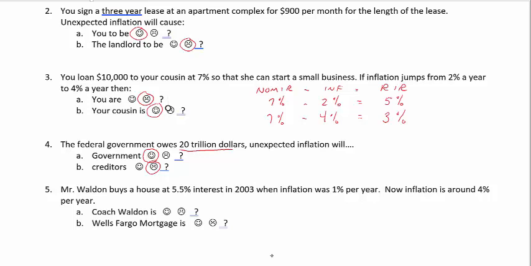All right, number 5. I buy a house at 5.5% interest in 2003 when inflation was 1% per year. Now inflation is around 4% per year. So in that situation, I am going to be pretty happy because initially I thought I was going to be paying 4.5% real interest rates, but because inflation came in at 4 instead of 1, I'm only paying 1.5% real interest rate. So Wells Fargo, the mortgage company, would be sad about that.